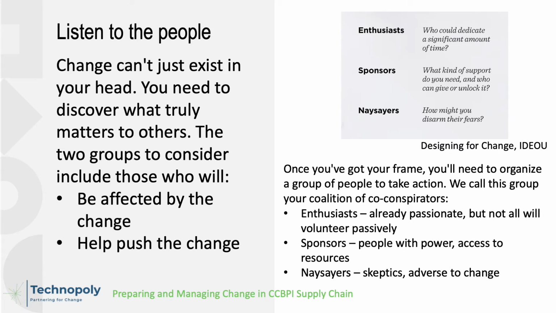So what you need to do now to mobilize people, to create the movement, is to create a coalition of co-conspirators. You need to bring a collection of these people into your group. You cannot have only enthusiasts nor sponsors without naysayers. Naysayers can tell you much about how to address the negative aspects of change.